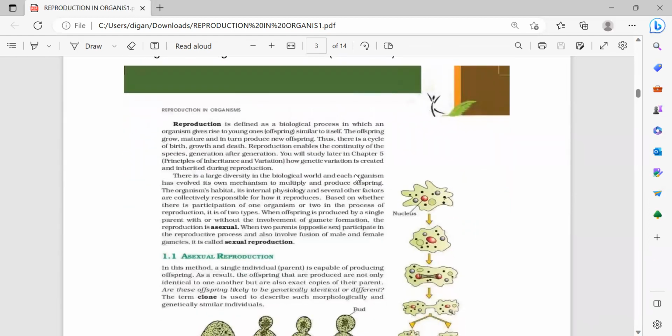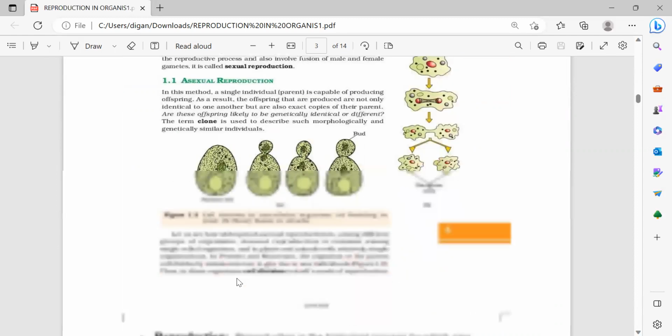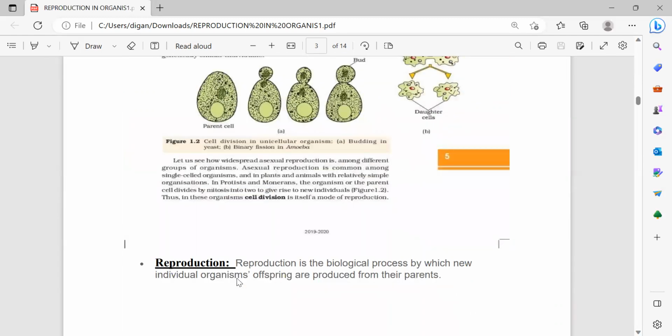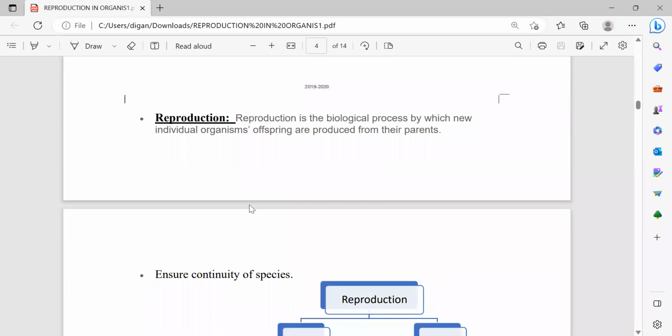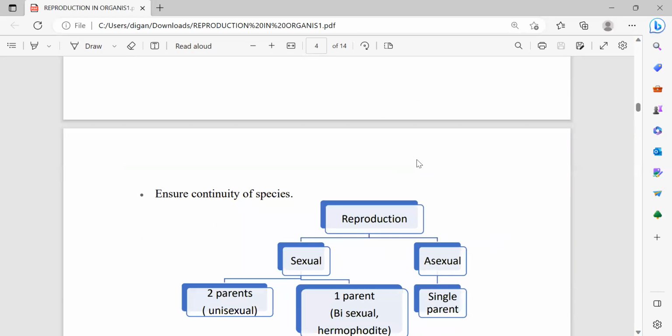This is the next page of your NCERT book. Here the main topic reproduction is given, and the first type of reproduction, that is asexual reproduction, is given. So I am giving the notes of this page here. What is reproduction? Reproduction is the biological process by which new individual organisms or offspring are produced from their parents. You know this definition, as in class 6 and 7 you got these definitions.